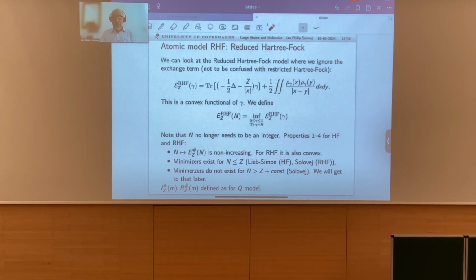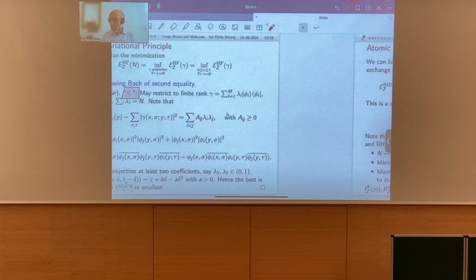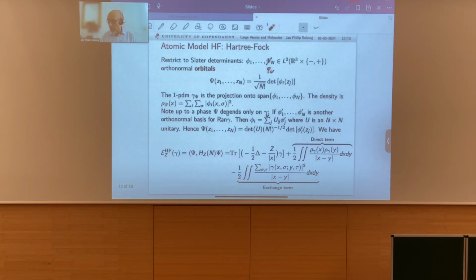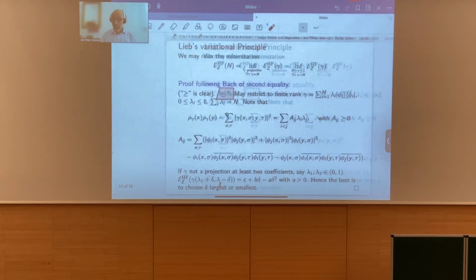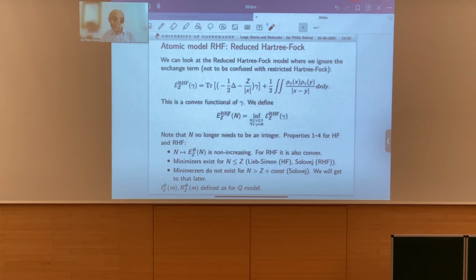So that actually leads me to the next model, what I call the reduced Hartree-Fock model. And that's the one where I remove this difficult exchange term here. And say, let me try to ignore this. Let me make a model that has only the first term, only the direct term. That's clearly not the best I can do, and I'll discuss later on what the difference means. But it's a much, much simpler function, because now it's a convex function of gamma.